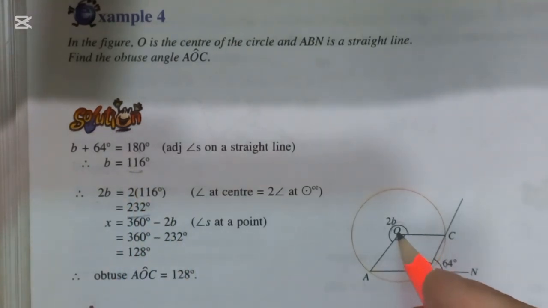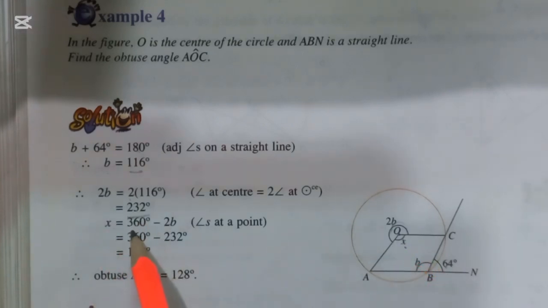And you know the angle at a point is 360 degrees total. So if we subtract 2B from 360, we will get x. So look now, 2B is this one. So 360 minus 2B. 2B's answer is 232. So 360 minus 232 is 128. So this is the answer.